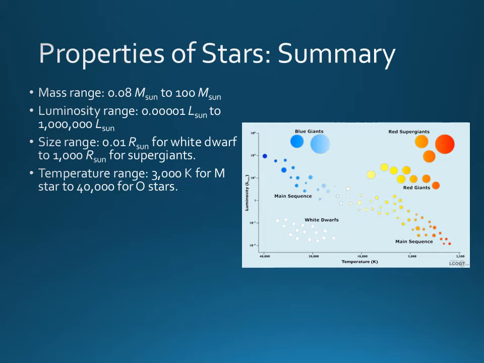As a reminder of the properties of stars, stars are found in the mass range of 0.08 times the mass of the Sun to 100 times the mass of the Sun. The luminosity ranges are from 0.00001 times the luminosity of the Sun to 1,000,000 times the luminosity of the Sun. The sizes range from 0.01 times the radius of the Sun for white dwarfs to 1,000 times the radius of the Sun for supergiants. The temperature ranges are from about 3,000 Kelvin for M stars to over 40,000 Kelvin for O stars.